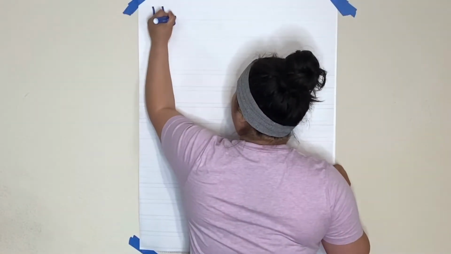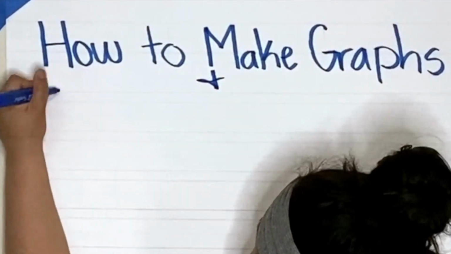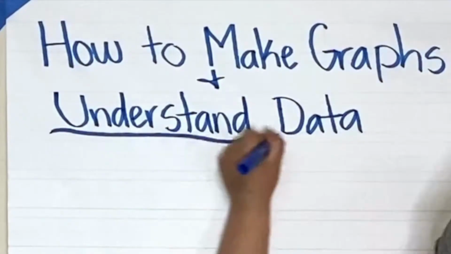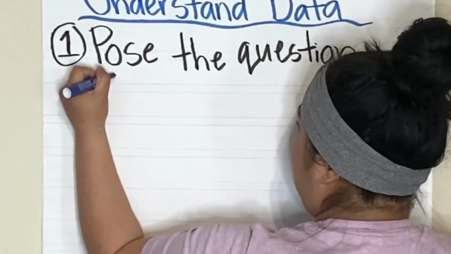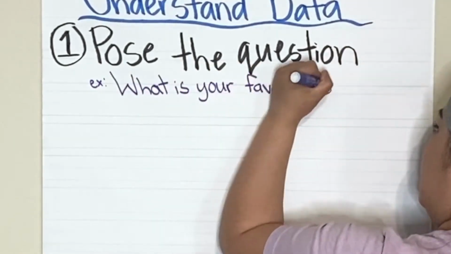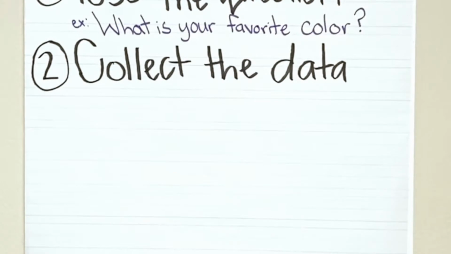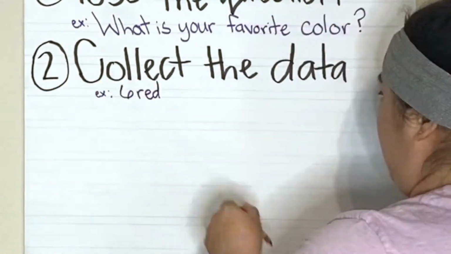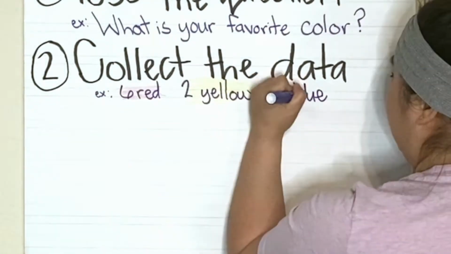Let's quickly recap how we look at data and how we make graphs. So remember, first we need to pose the question. So what information are we trying to find out? Then we will collect data, or we will ask people what their favorite is or something that they like or dislike, and see how many of each kind.